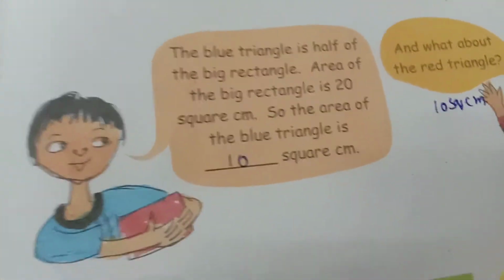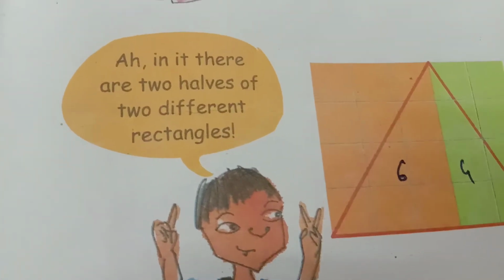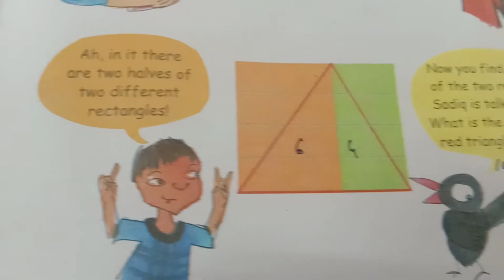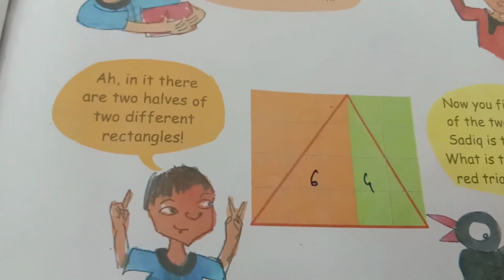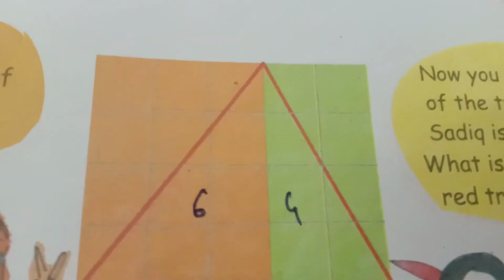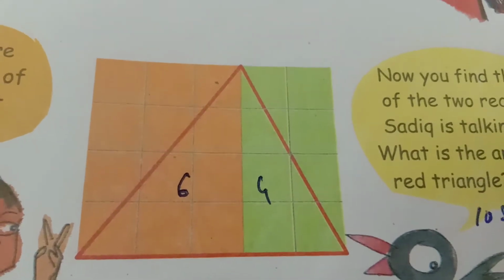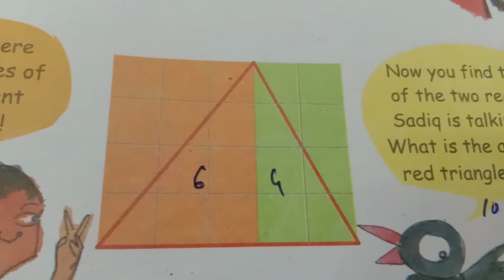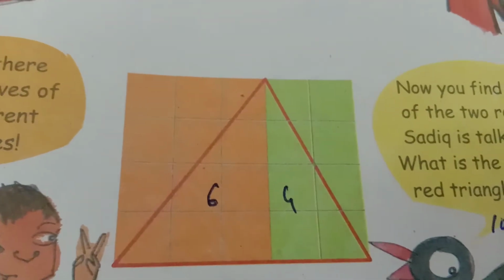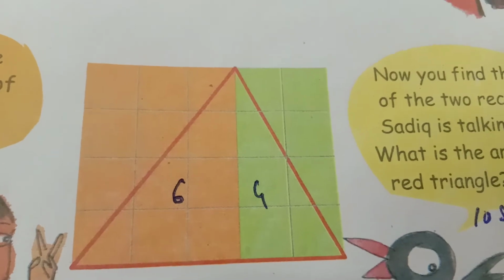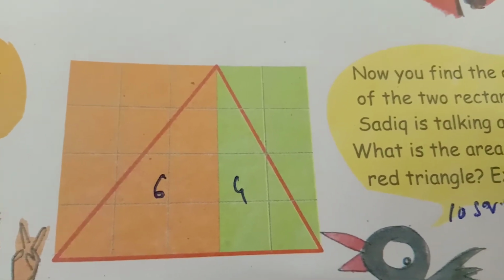Now, yes. Oh, in it there are two halves of two different rectangles. Sadiq said that there are two halves of two different rectangles. Now we observe this picture. Yes, we have a big rectangle. This big rectangle is divided into two parts, and the two parts are also rectangles. One is shaded orange, the other is shaded green. So the orange rectangle and the green rectangle.